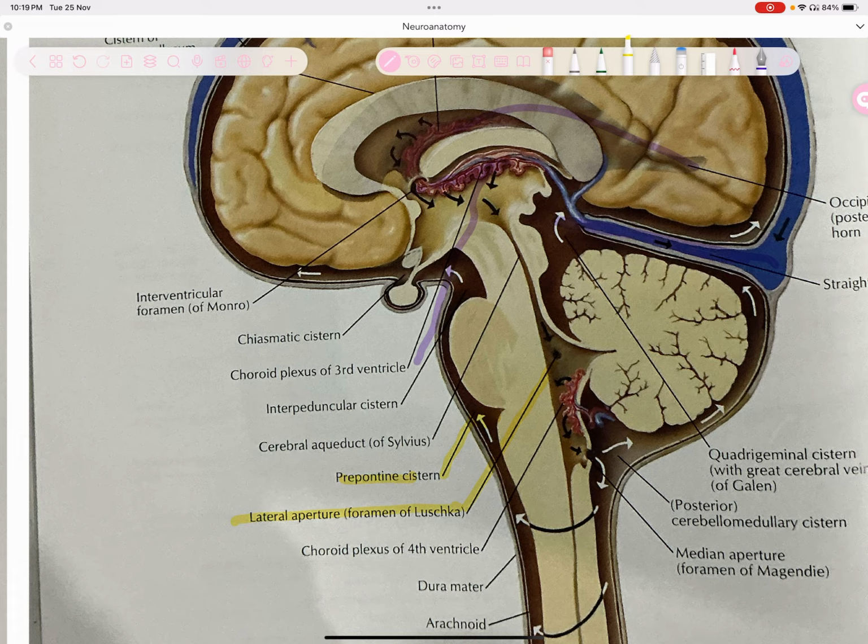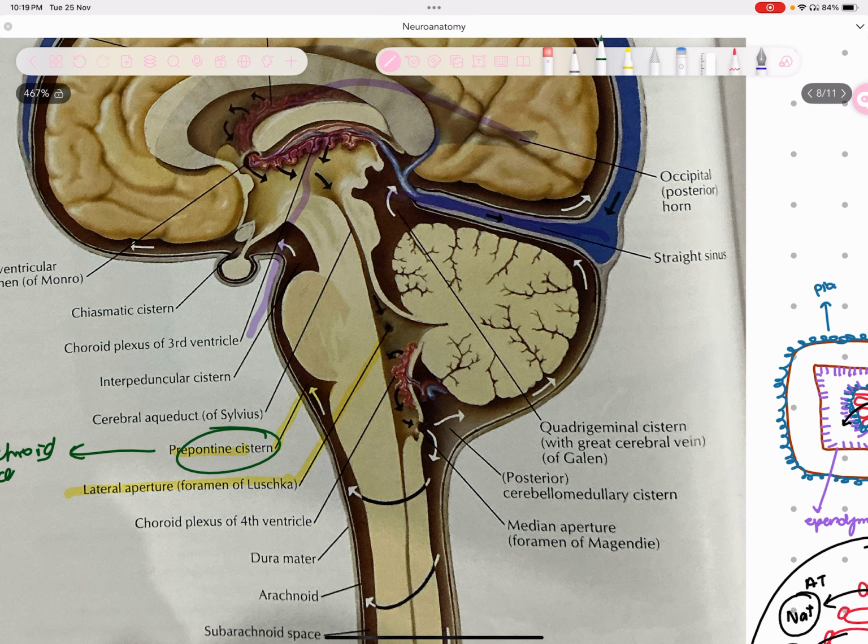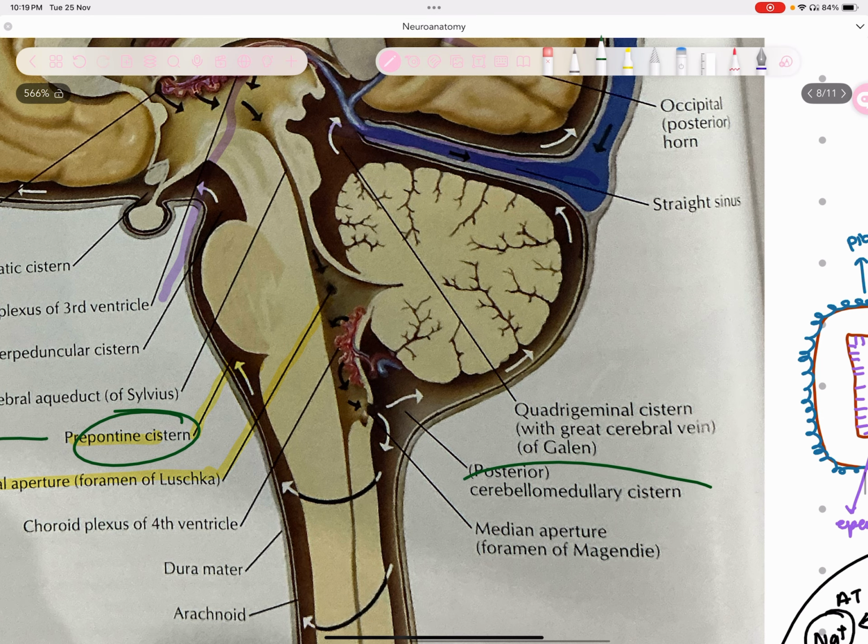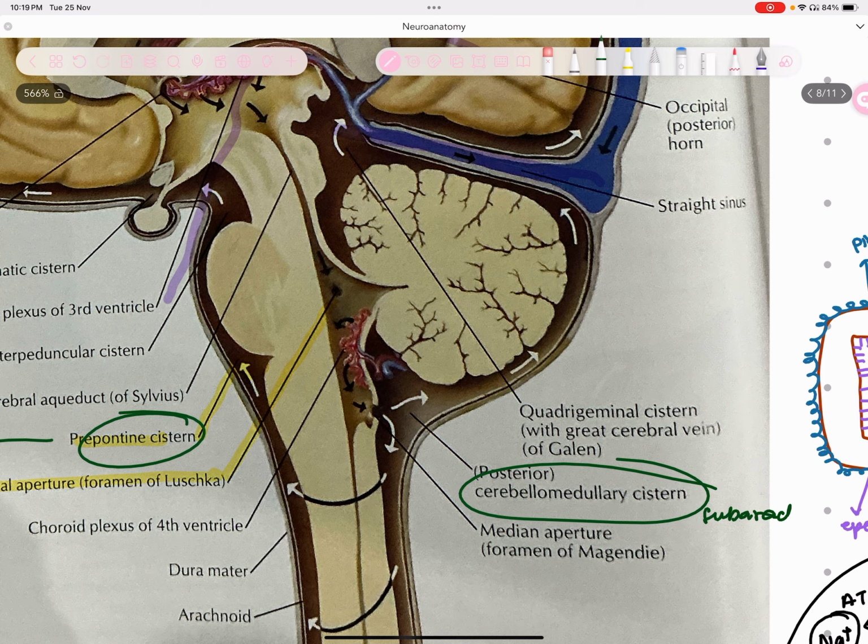Now, this is a part of the subarachnoid space. This is the subarachnoid space, the prepontine cistern. And here, you'll notice one more cistern, which is the posterior cerebellomedullary cistern, which is again a subarachnoid space. Here is where the CSF will flow.